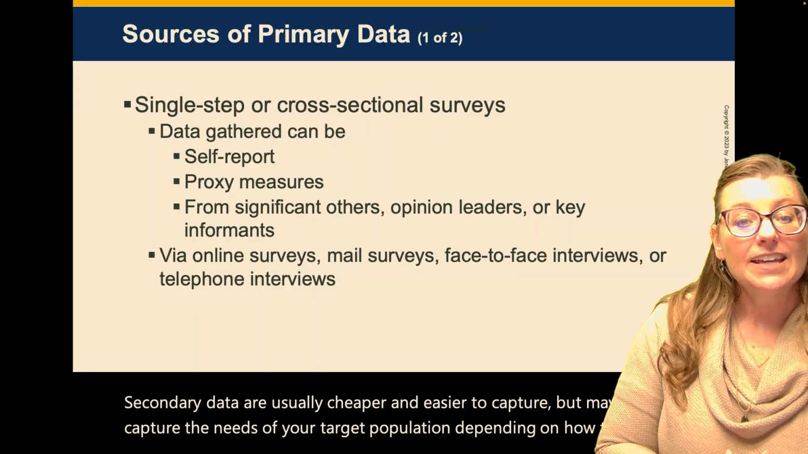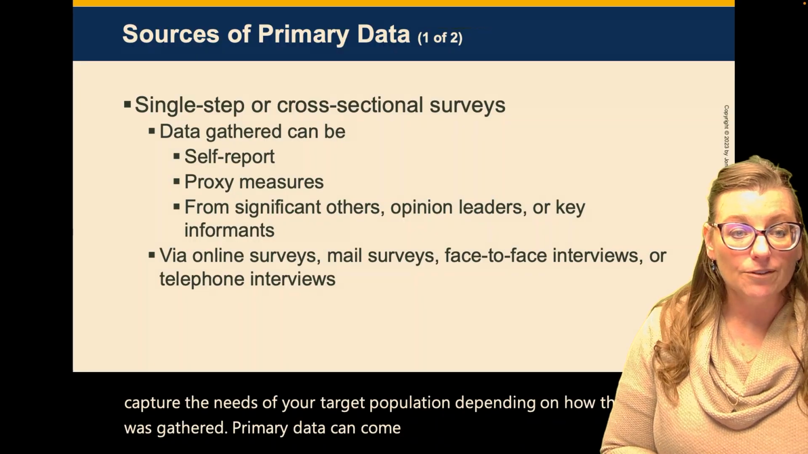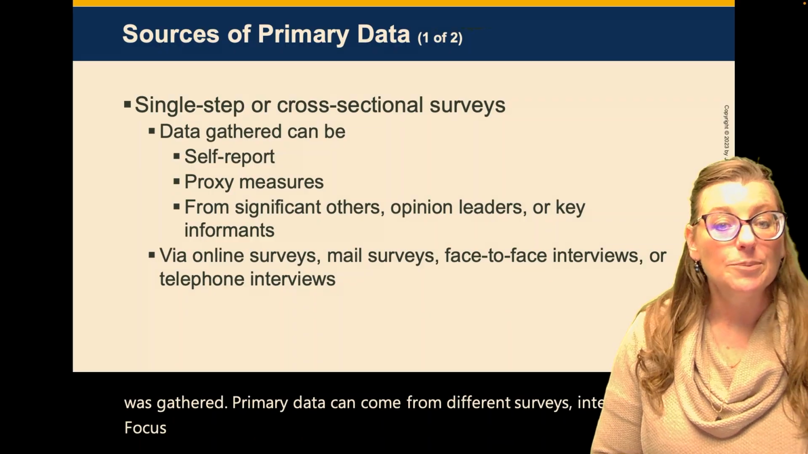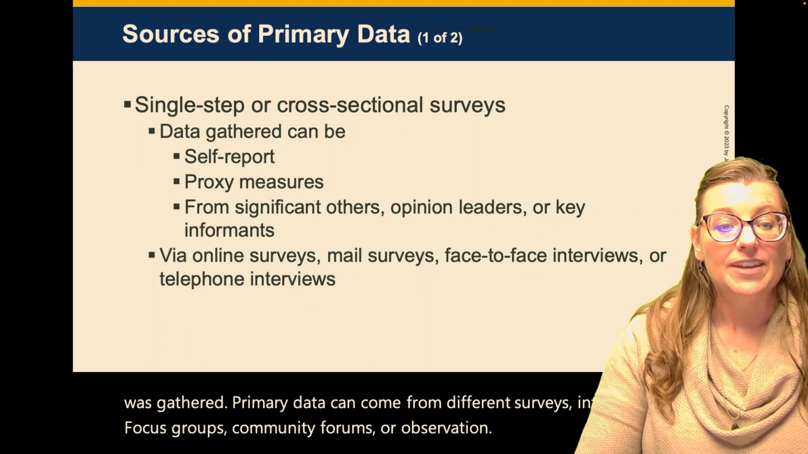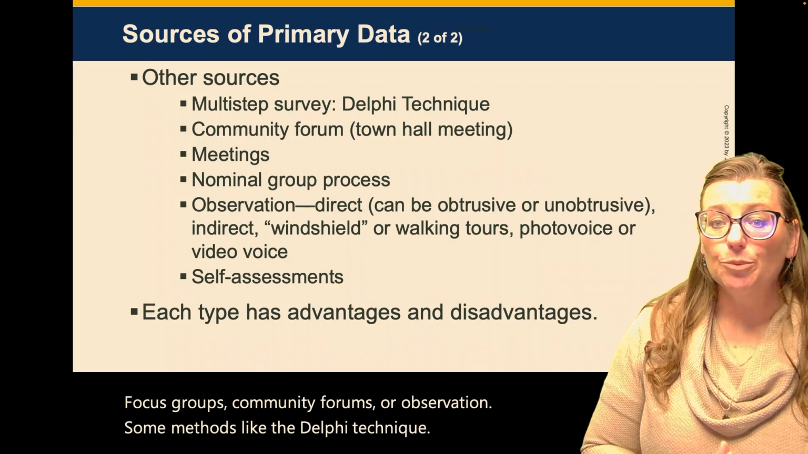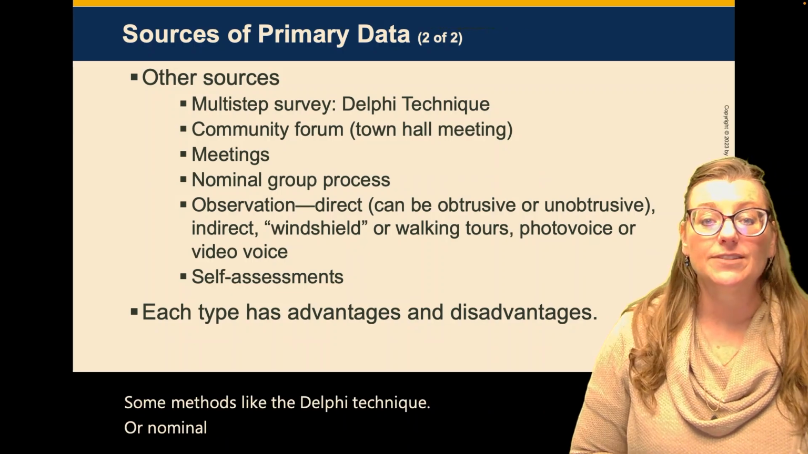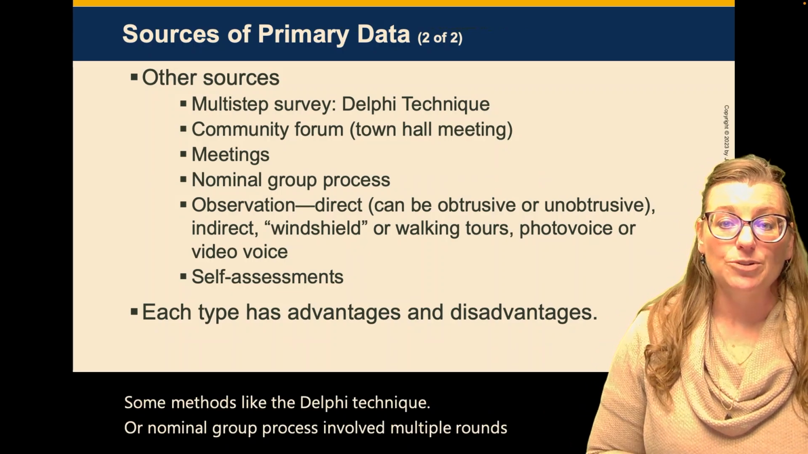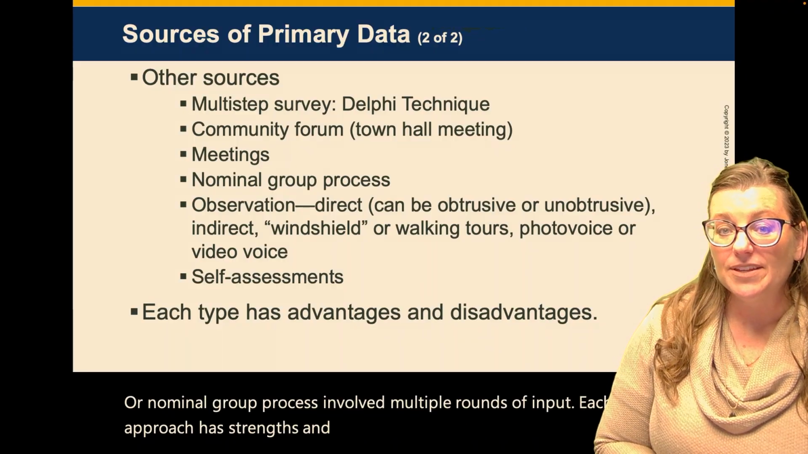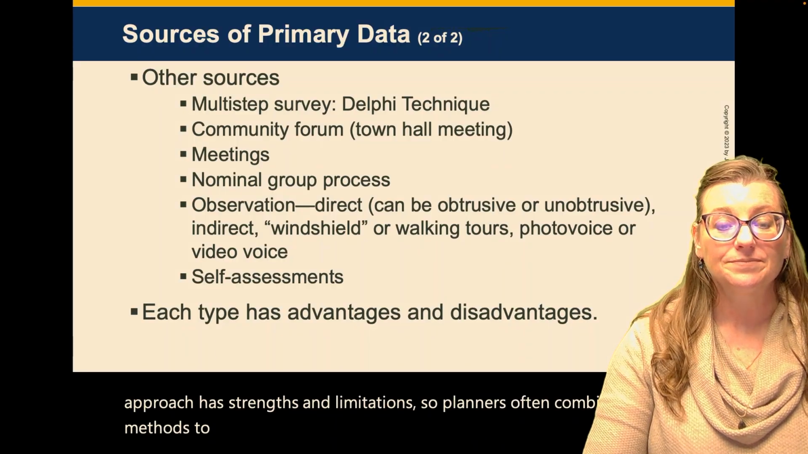Primary data can come from surveys, interviews, focus groups, community forums, or observation. Some methods, like the Delphi technique or nominal group process, involve multiple rounds of input. Each approach has strengths and limitations, so planners often combine methods to get a fuller picture.